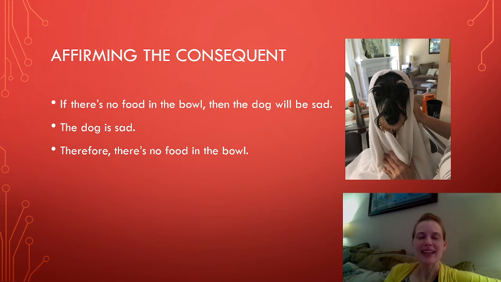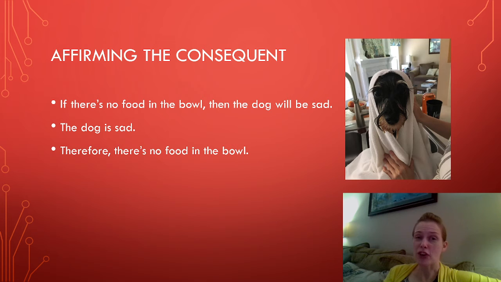All right, let's look at what happens when we try to affirm the consequent. All right, so in the first line it says, if there's no food in the bowl, then the dog will be sad. Okay, if there's no food in the bowl, that's P, then Q, the dog will be sad. If P, then Q. Oh, wait, the dog is sad. So we are affirming which part? We're affirming the second part, affirming the consequent.